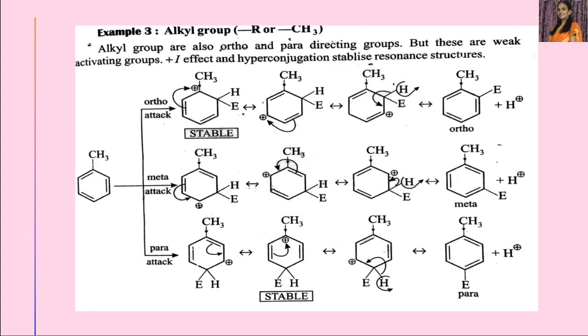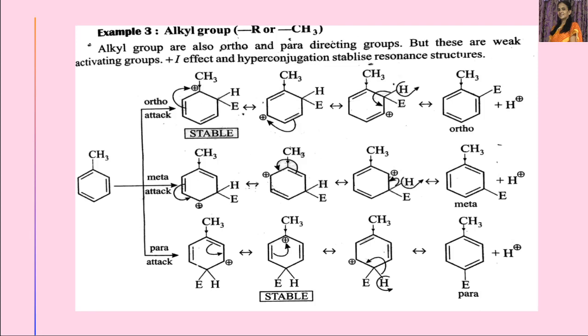Now let us see the para attack. In para attack also, what happens? The electrophile goes and attacks the para carbon and the adjacent carbon gets the positive charge, and this positive charge is delocalized. See, delocalized here, here, and here. Okay, let's see.